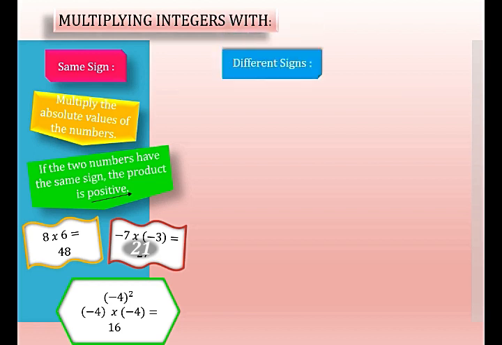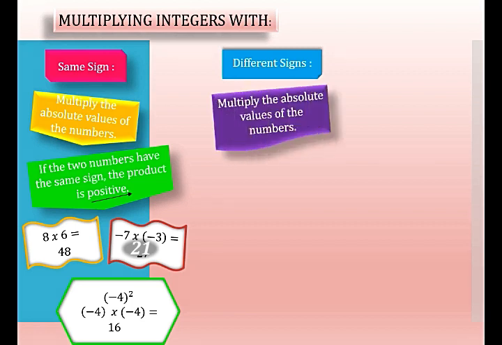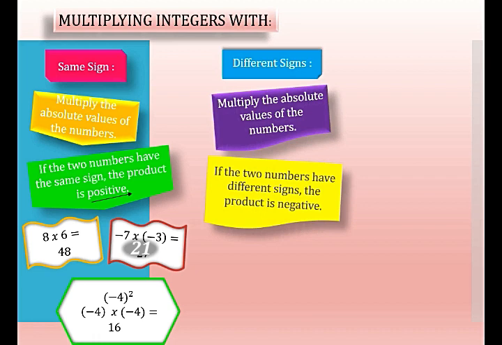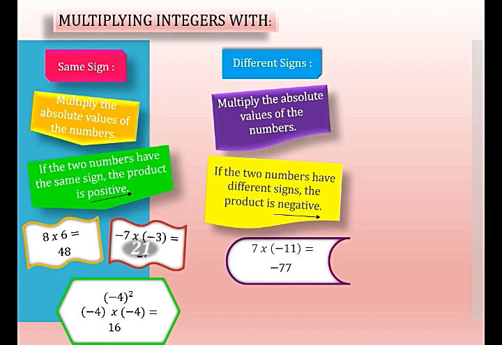Next, what about multiplying integers with different signs? Multiply the absolute values of the numbers, and if the two numbers have different signs, the product is negative. Example, 7 times negative 11: 7 times 11 is 77. Since they have different signs, we have negative 77. Next is negative 6 times 5: 6 times 5 is 30, and since they have different signs, we have negative 30.